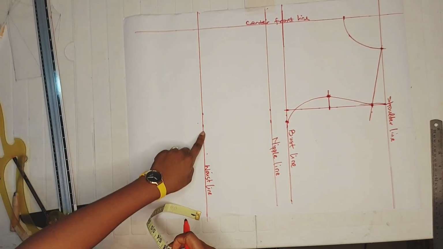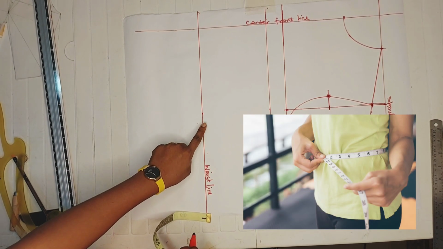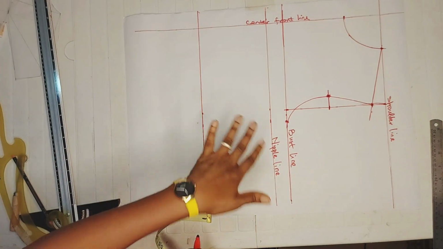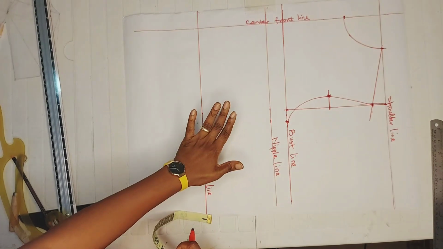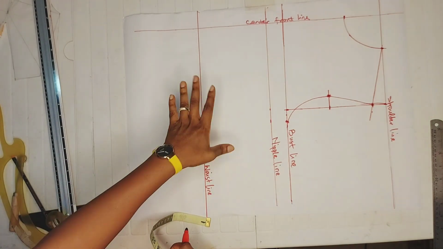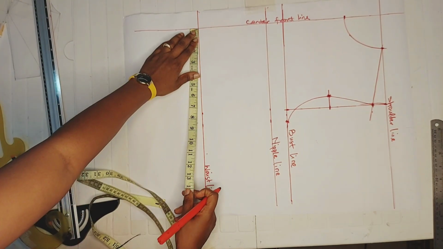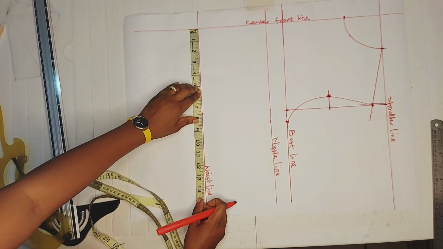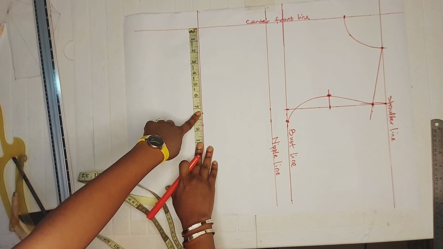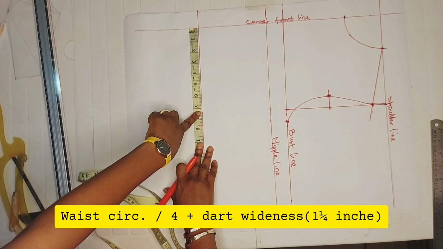On this waistline, you want to divide your waist circumference by 4 and then add your dart. I said we're not adding any sewing allowance to this draft. Any style you want to make for this particular measurement, we can always build from it and add our sewing allowances to the new draft. So the waist circumference is 29 divided by 4, which is going to give us 7.25. That's 7 1/4. And then the darts, we're going to add 1 1/4 dart to it.